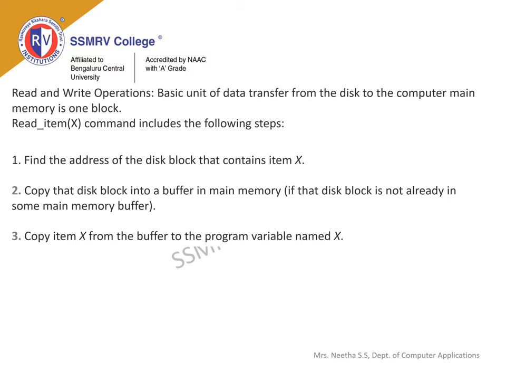Read and write operations. The basic unit of data transfer from the disk to the computer main memory is a disk block. So the read item X command includes the following steps: find the address of the disk block that contains item X, copy that disk block into a buffer in main memory, and copy item X from the buffer to the program variable named X.